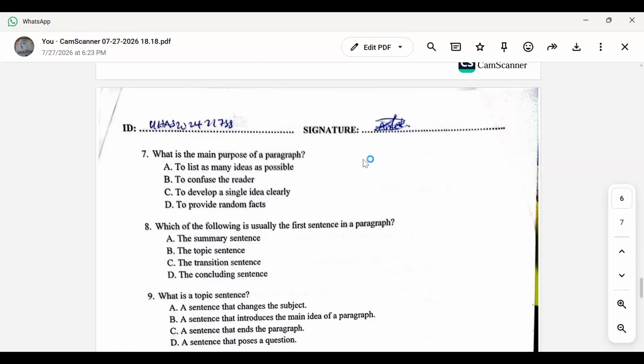Question 7. What is the main purpose of a paragraph? A, to list as many ideas as possible. B, to confuse the reader. C, to develop a single idea clearly. D, to provide random facts. C, to develop a single idea clearly.